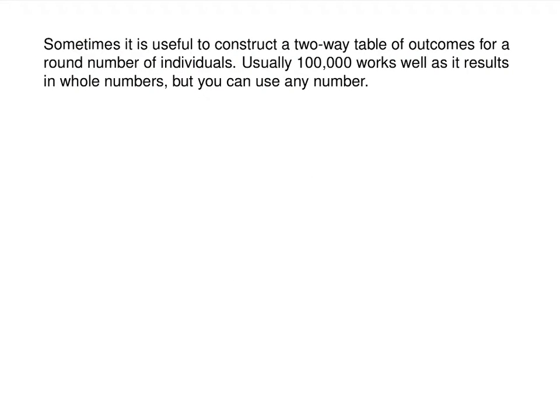Sometimes what you do is pretend you know these probabilities, and you say, okay, suppose I had 100,000 people. How would they fall into these various categories? That's called a hypothetical 100,000 table. The number 100,000 is chosen because often this means you have whole numbers when you do the computations. If you don't have whole numbers, leave them as decimals, because otherwise you could have rounding error in your answers. I'll do that in this next one.